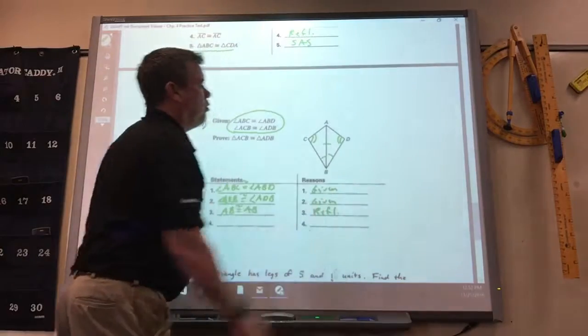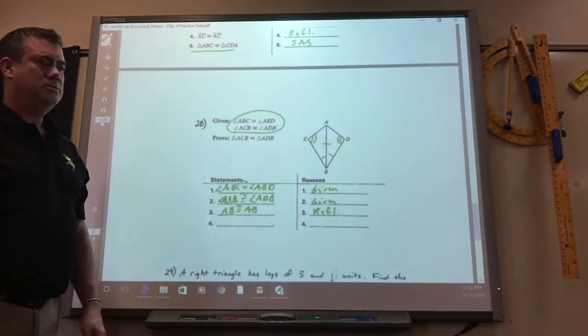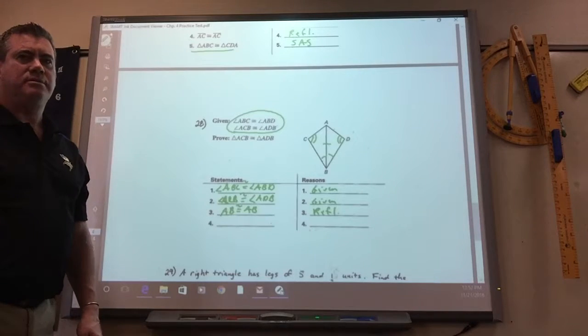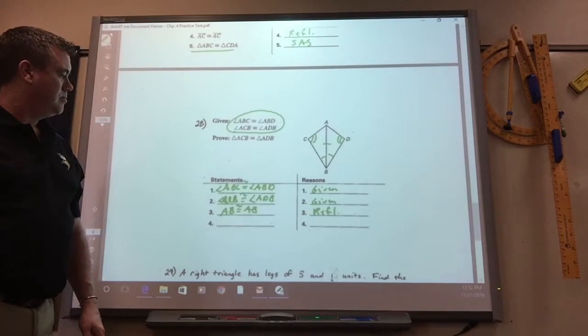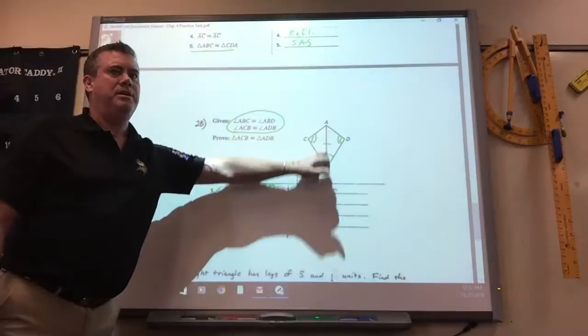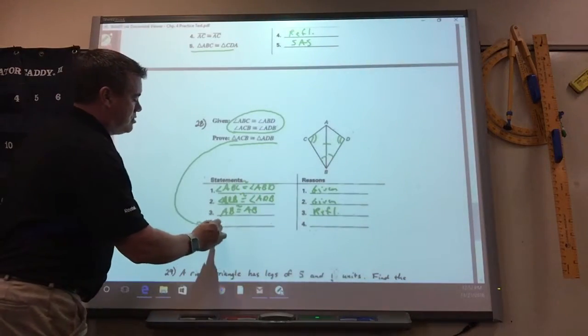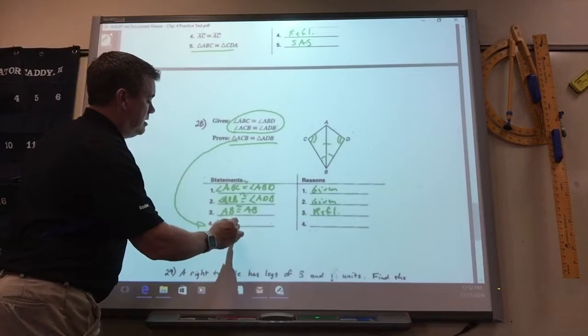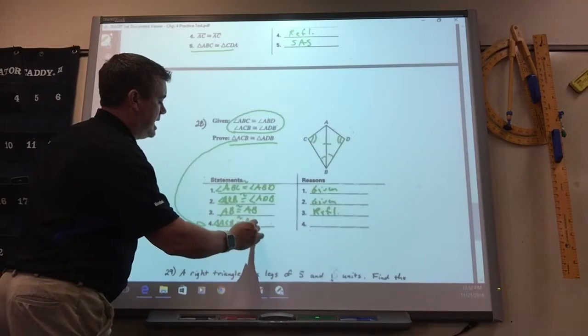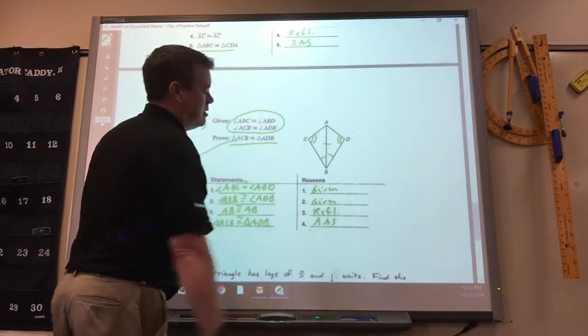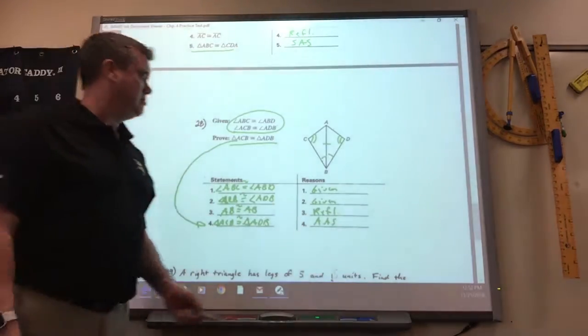So, what makes them congruent? Side angle angle. For the statement, what was that? AB is congruent to AB. So, we put our proof statement in last. Triangle ACB is congruent to triangle ADB because of angle, angle, side. Or side, angle, angle.